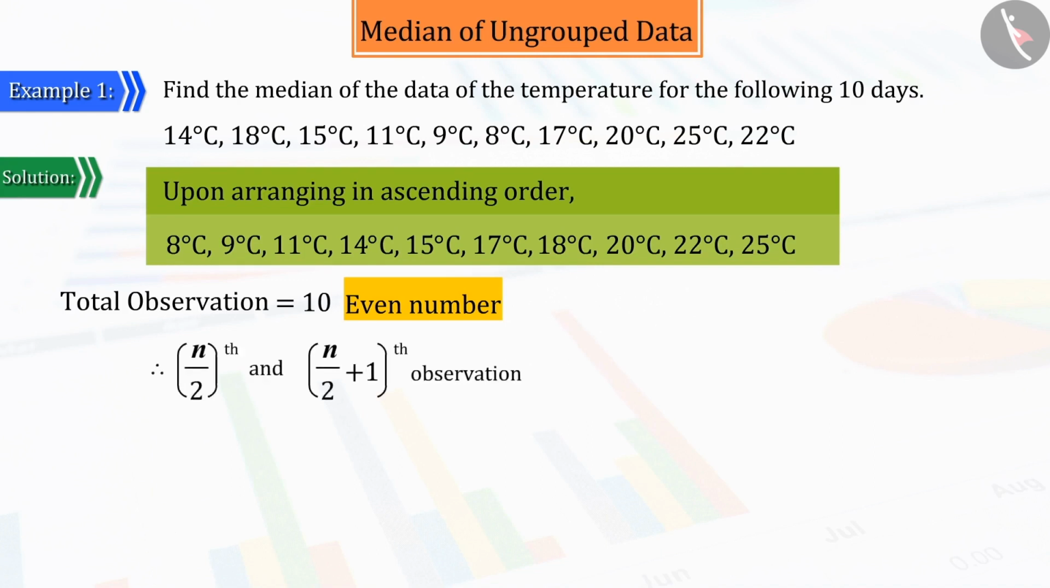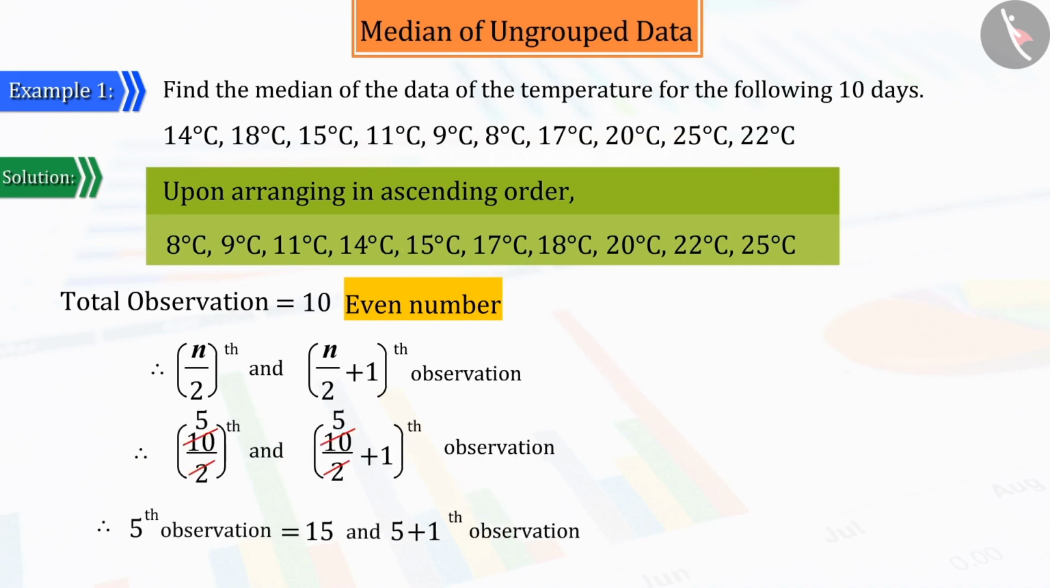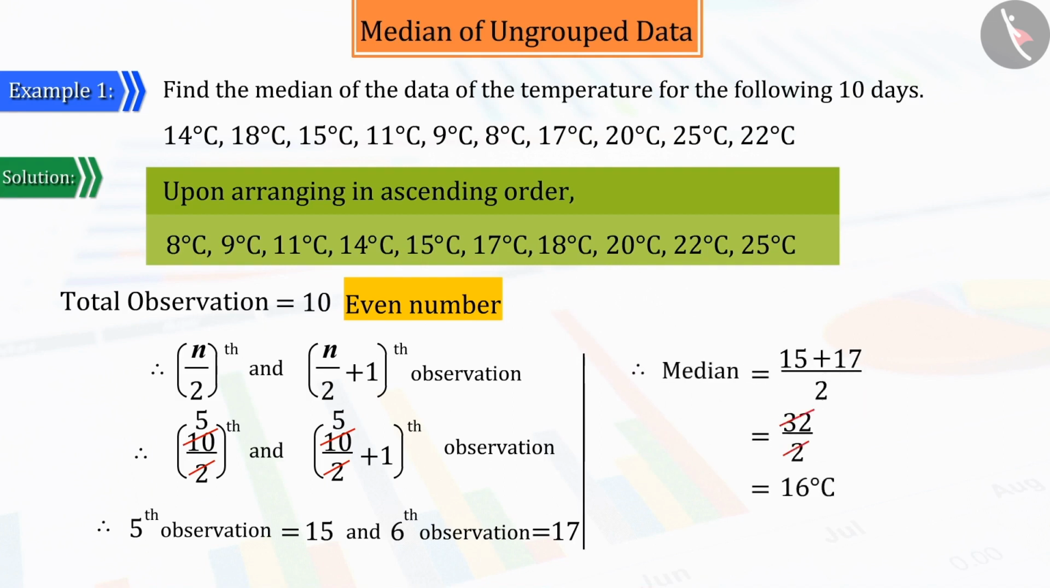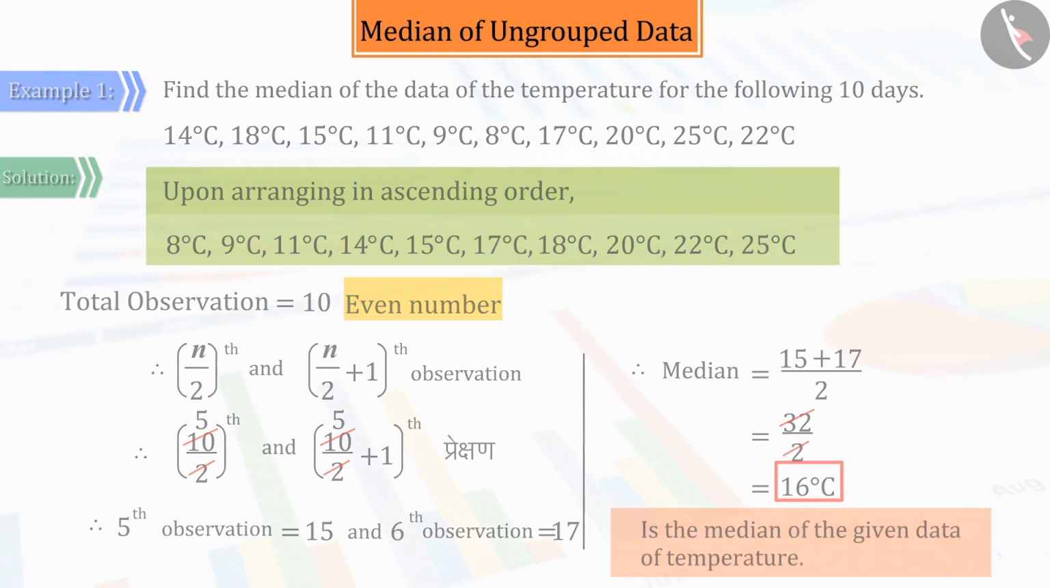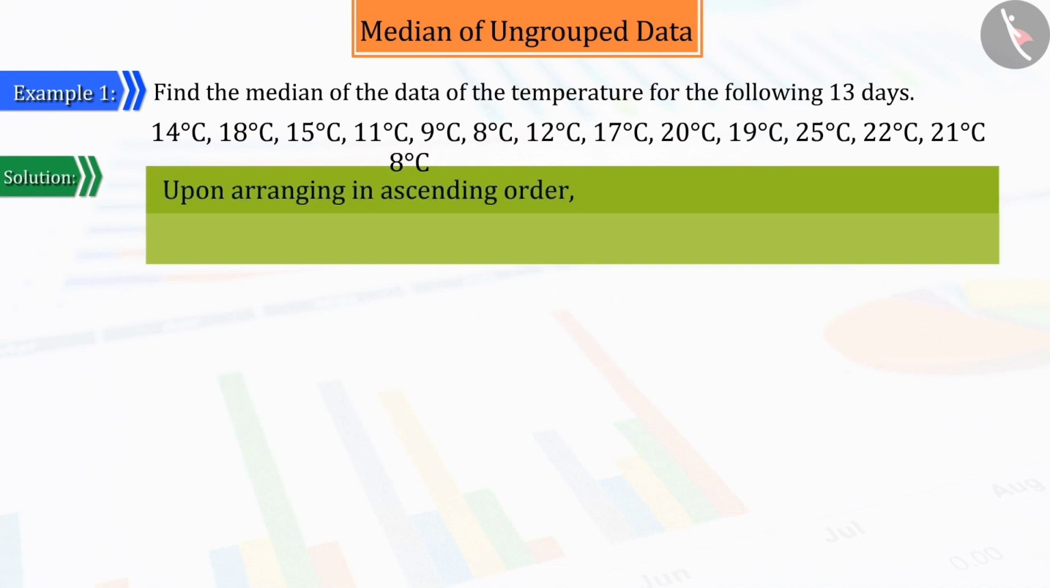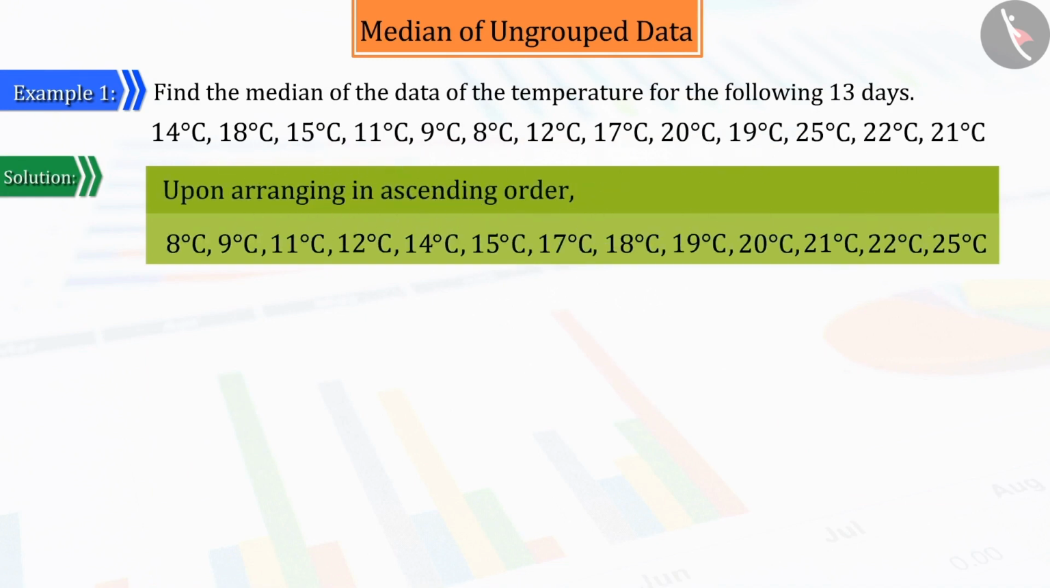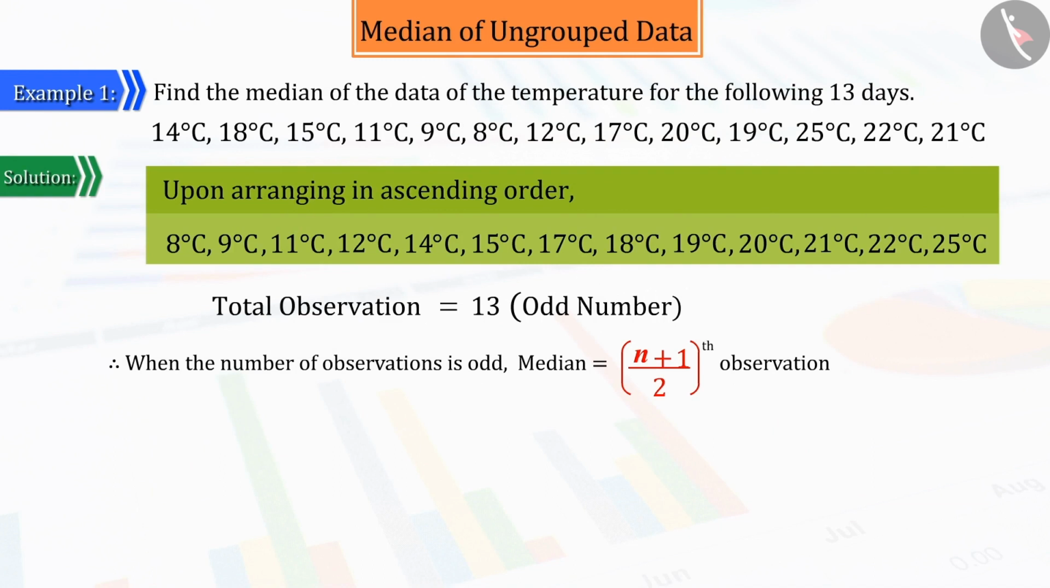We have learnt that if the number of observations is even, then to get the median we have to find the mean of the n by 2th observation and the n by 2 plus 1th observation, from which we get the median of the entire data as 16 degrees Celsius. And if the number of observations is odd, then the median is the value of the n plus 1 by 2th observation.